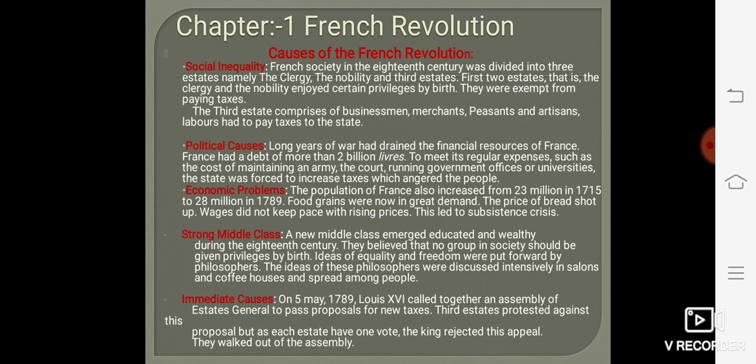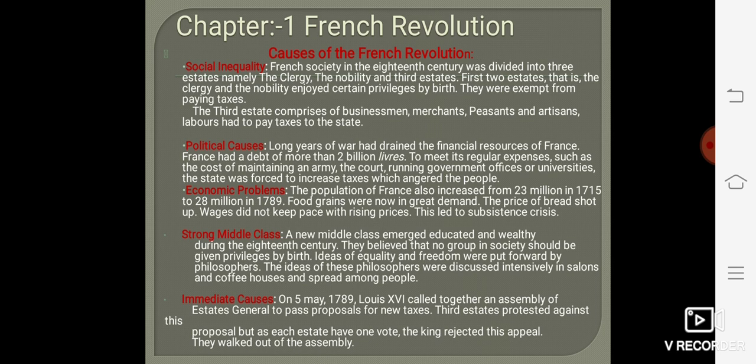Economic problems. The population of France also increased from 23 million in 1715 to 28 million in 1789. Food grains were now in great demand. The price of bread shot up. Wages did not keep pace with rising prices. This led to subsistence crisis.